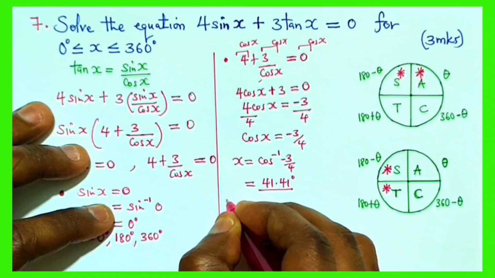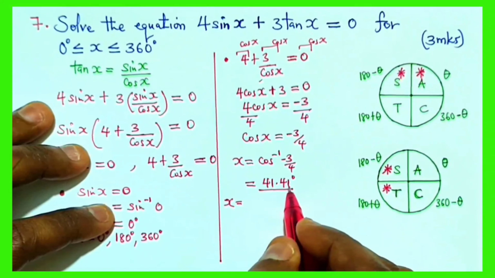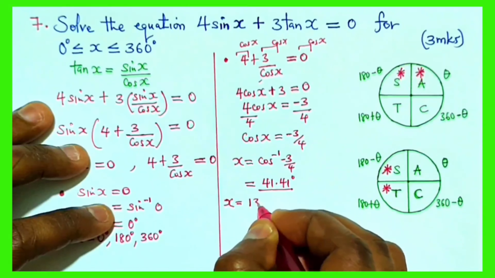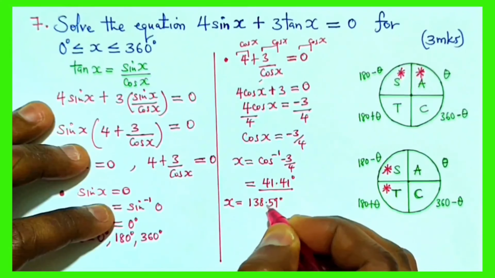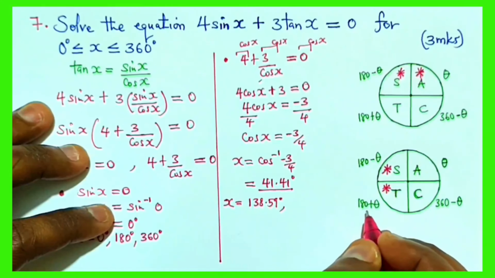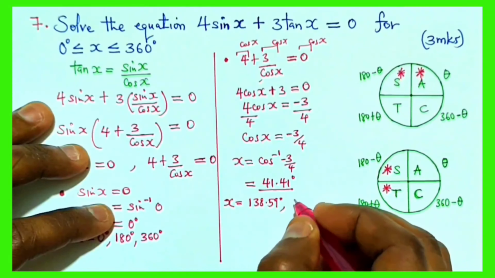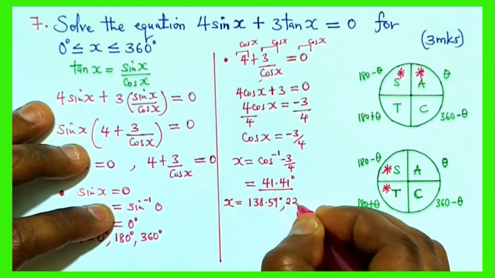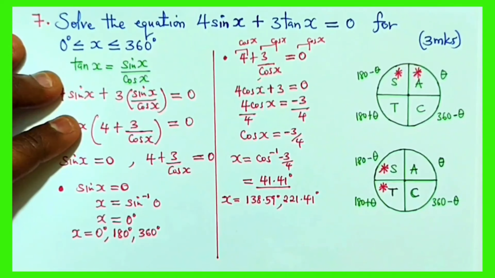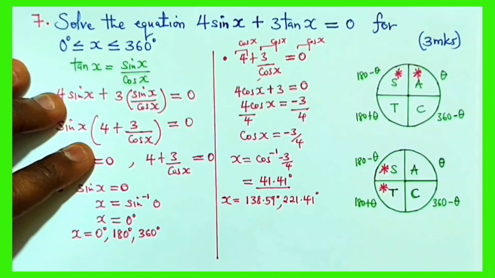And since the value of theta is equal to 41.41 degrees, in the second quadrant we are going to have the value of x to be equal to 180 minus 41.41 degrees, and this will lead us to getting 138.59 degrees. And then in the third quadrant we are going to have 180 plus 41.41 degrees, which will end up giving us 221.41 degrees.